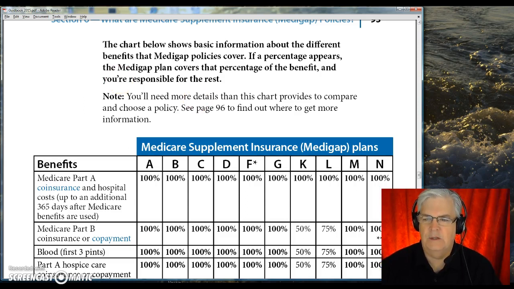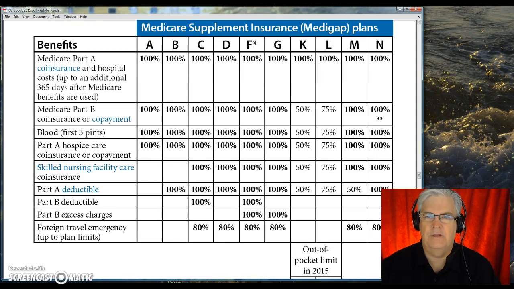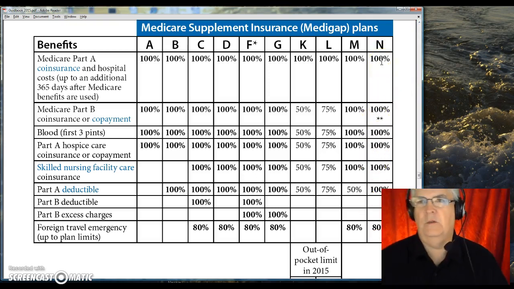Now let me scroll on down here just a little bit to get the whole chart. And here's the whole chart. Now the N plan right here, this is what I'm dealing with a number of folks recently. They know it saves them money, which I'm all about saving money. But I'm also about getting the biggest bang for your buck. So let me go through this real quickly. Here are the benefits over on the left-hand side. I'm going to start with Medicare Part A coinsurance hospital cost. Plan N covers 100% of it.